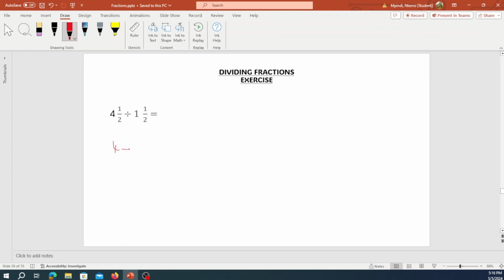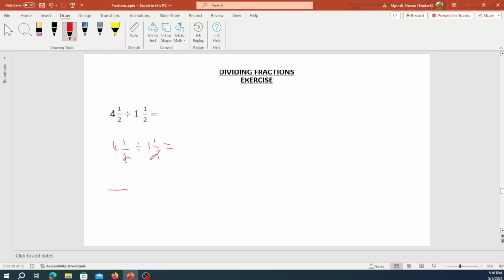4, 1, 2, divide 1, 2, equal. So what we need to do here is, remember, 2 times 4 equal 8 plus 1 equal 9. So this is what I have done. This is what I have done. Okay? This is what I have done.